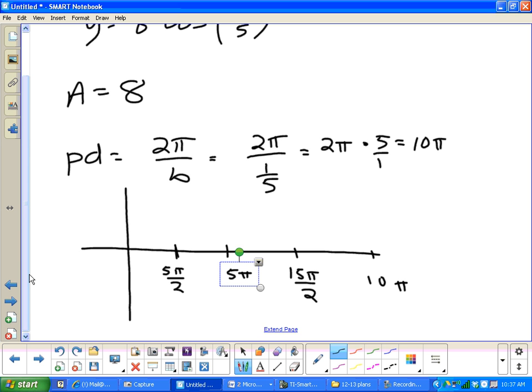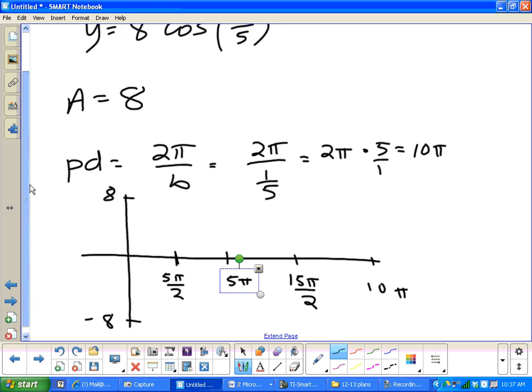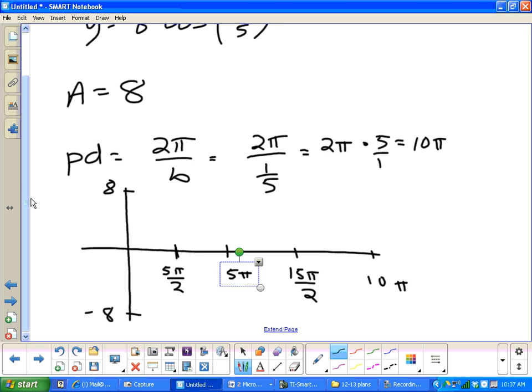All right, amplitude. Remember when I told you the amplitude was the easy part? You really believe me now, don't you? That's nothing, right? 8, negative 8. It's cosine, right? Yeah. So positive cosine graph. Start up at 8 and then go down at 5 pi over 2 to 0. At 5 pi, it's going to be down at negative 8. 15 pi over 2 is going to be at 0. And then at 10 pi, it's going to be back up at 8.